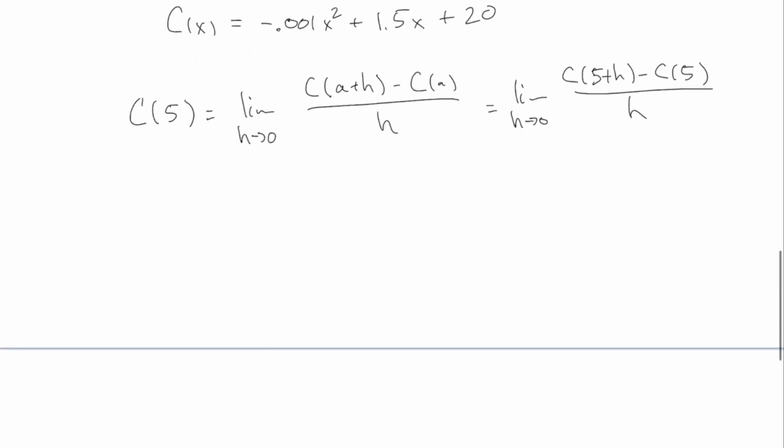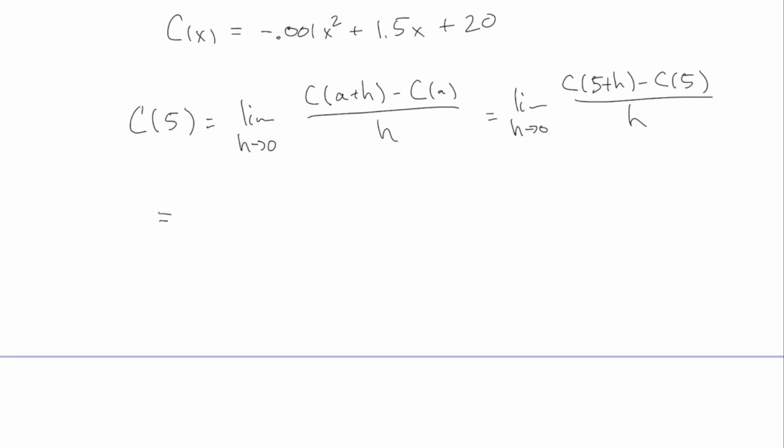Now, our first hard step is doing the actual plugging in, c of 5 plus h. Remember, we did several examples of these last time, and I hope you've tried them out on the homework on your own. What this means is I go up to this formula here. This is the formula for c, and instead of x, I'm putting 5 plus h. So I'm going to write all this stuff again, but everywhere I see x, I put instead 5 plus h.